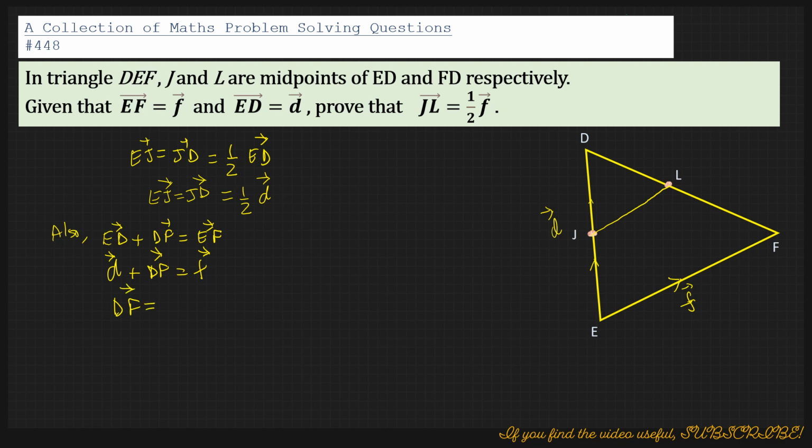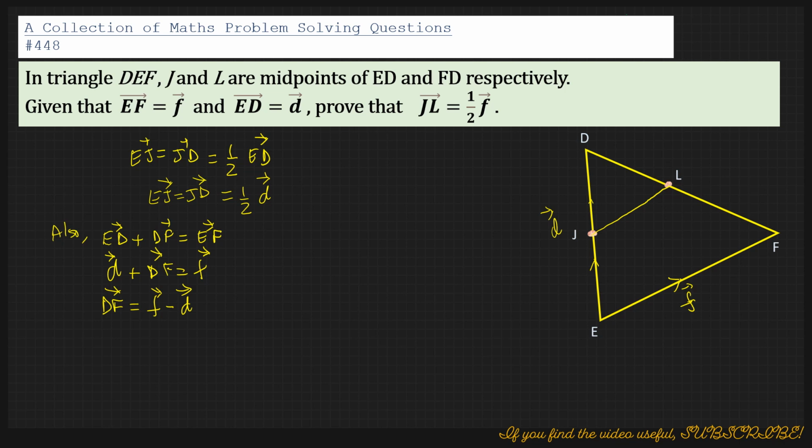So DF equals, sorry, my handwriting is not perfect, it looks like DP. It's not DP, it's DF. So DF equals f minus d. So we now know DF.